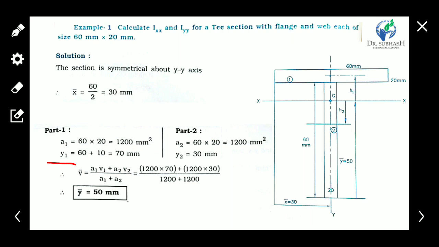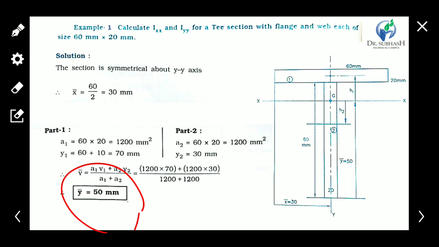Now y1, what is y1? We know that it is the distance of the CG of the given element from the reference axis. So y1 is 60 plus half of 20, so 70. Now y2 is half of the total distance, 30 mm. Now we have a1, a2, y1 and y2, so we put all the elements in this equation and find the y bar value. It is 50 mm.